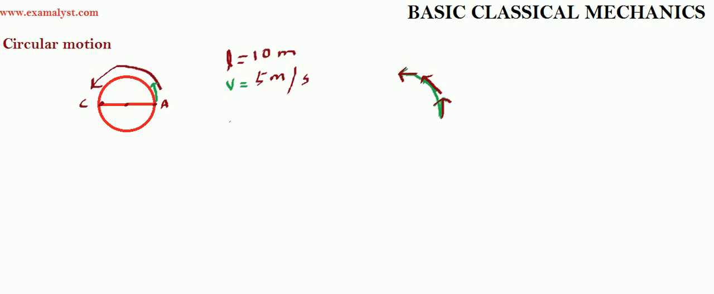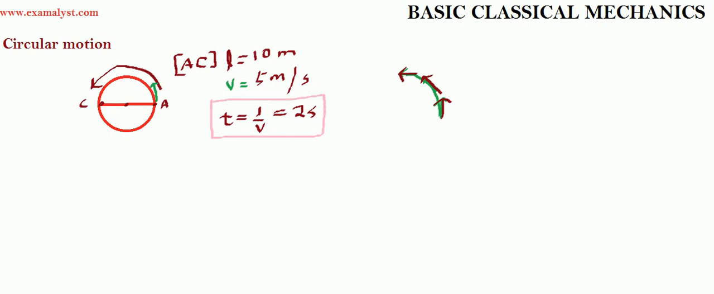Agreed? Now can you tell me, we know that the distance from A to C is 10 meters and the velocity is 5 meters per second. So what will be the time taken? Obviously time taken will be length by velocity and you'll get 2 seconds. So the ball or the object goes from A to C in 2 seconds.